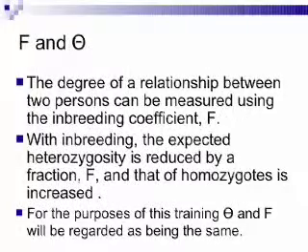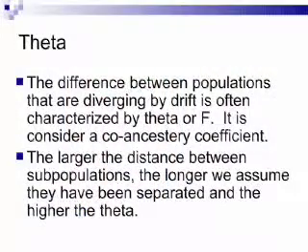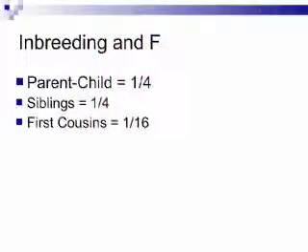The degree of a relationship between two persons can be measured using the inbreeding coefficient, F. With inbreeding, the expected heterozygosity is reduced by a fraction, F, and that of homozygotes is increased. For the purposes of this training, theta and F will be regarded as being the same. The difference between populations that are diverging by drift is often characterized by theta, or F. It is considered a co-ancestry coefficient. For example, the inbreeding coefficient F between a parent-child is 1/4, for siblings is 1/4, and for first cousins is 1/16. We will end this segment with a video clip of Dr.